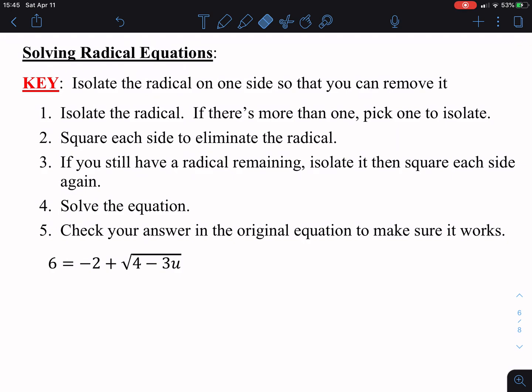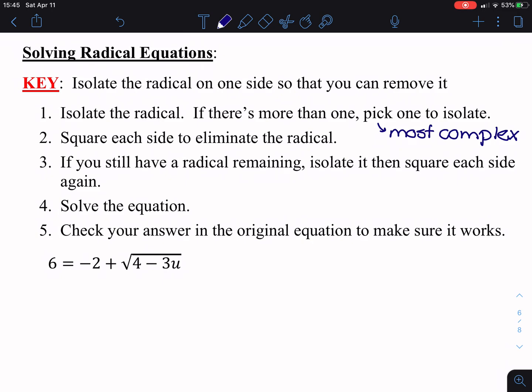If there is more than one radical in your equation, pick one to isolate. The one I recommend that you pick is the one that is the most complex. In other words, the one that has the most stuff under the radical. That's the one you're going to want to get rid of first. So get that one by itself on one side of the equation, get absolutely everything else on the other side of the equation. Then you're going to square both sides.